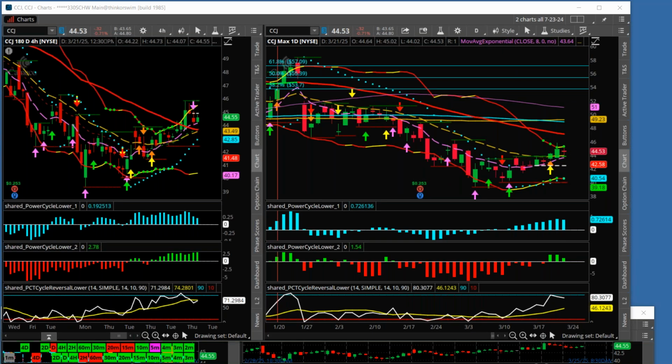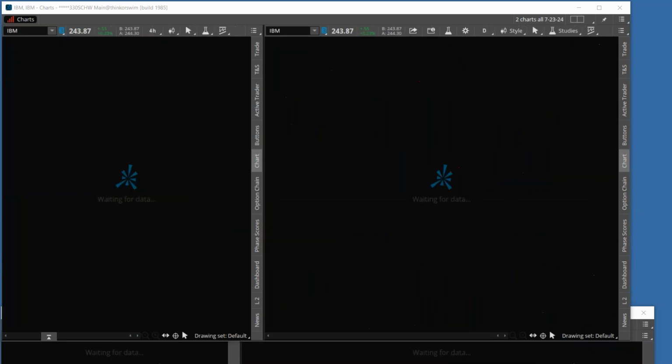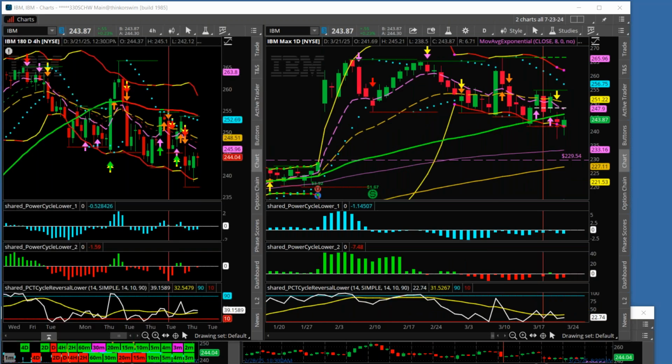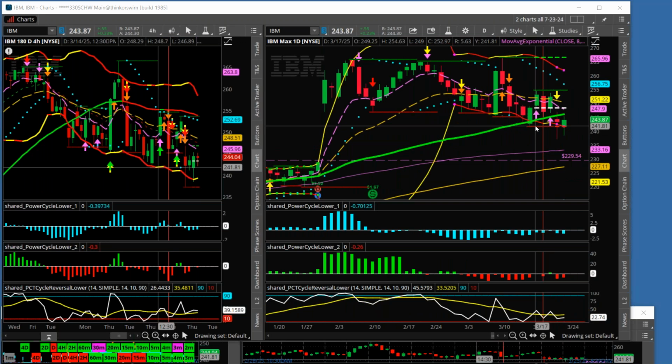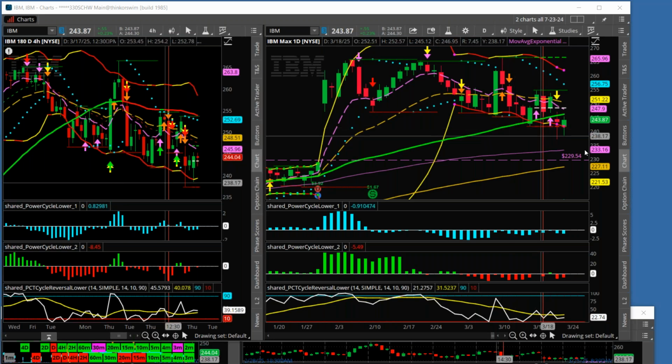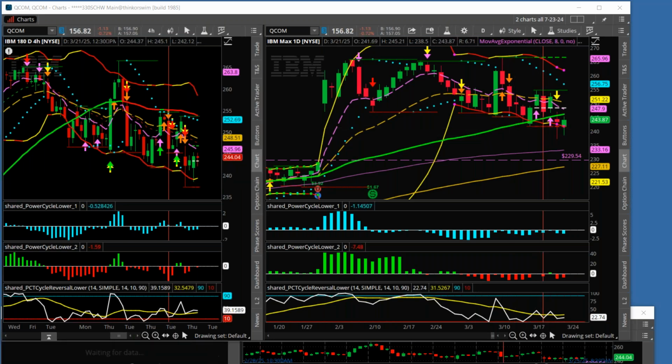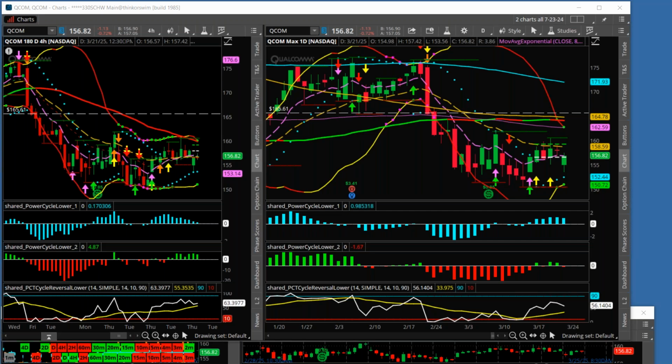CCJ, let's see if there's anything else that pops up real quick. IBM, this is one we've been playing a lot. This one still has potential for more. This is the one we'll maybe look to short again. I'll show you one short we just finished up on IBM. Qualcomm, nothing.